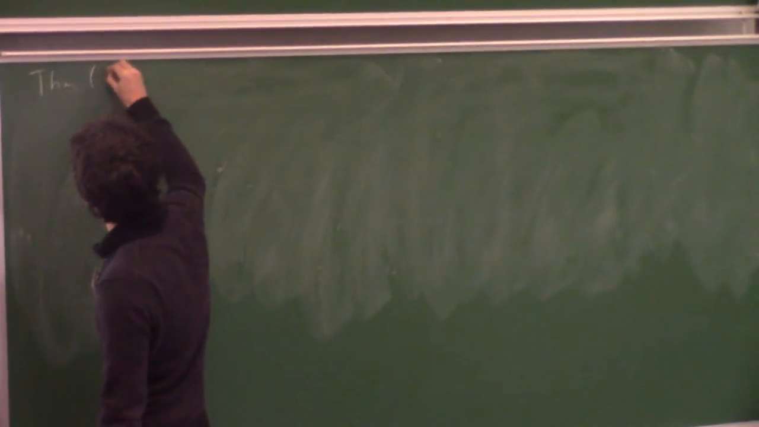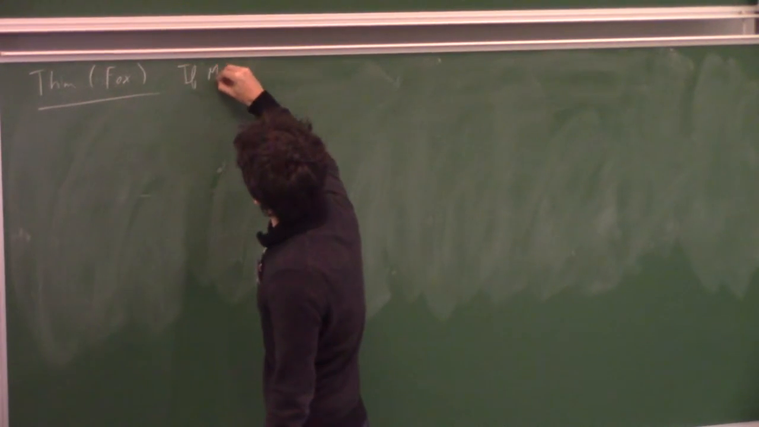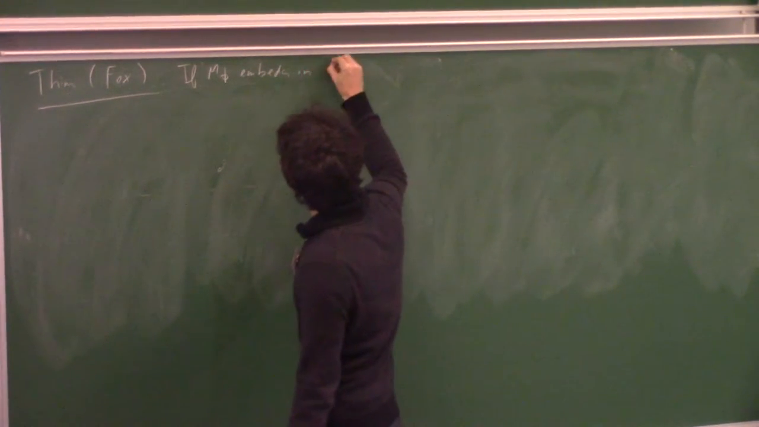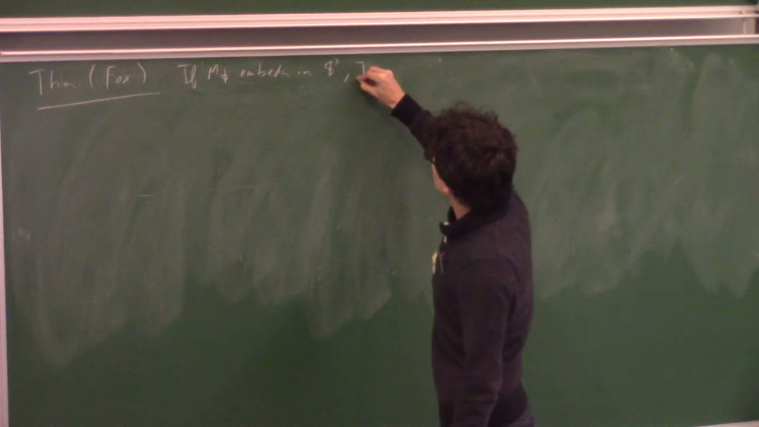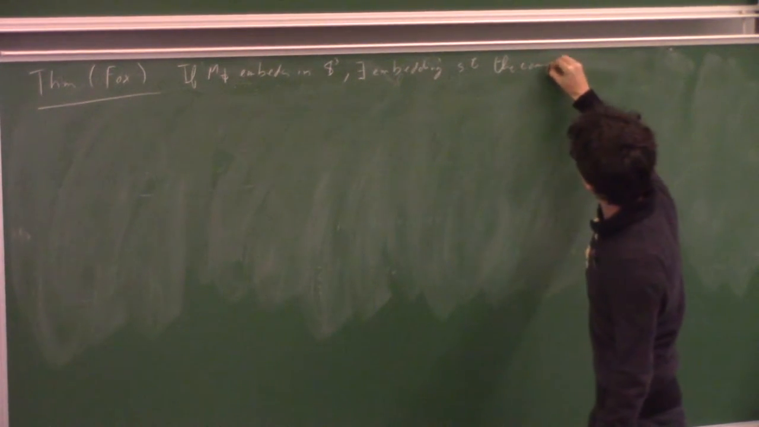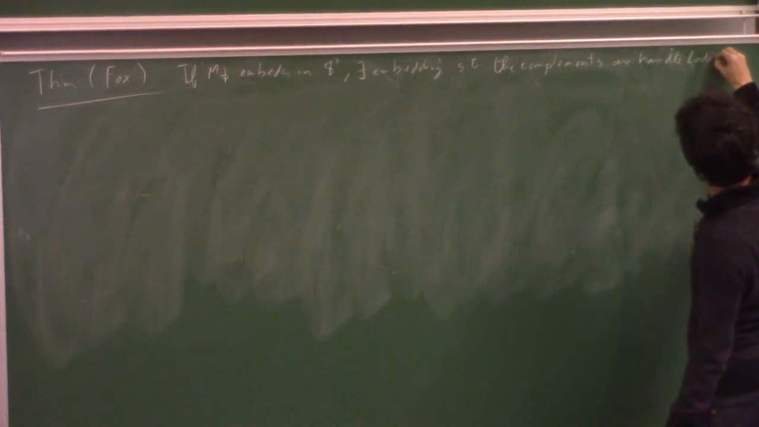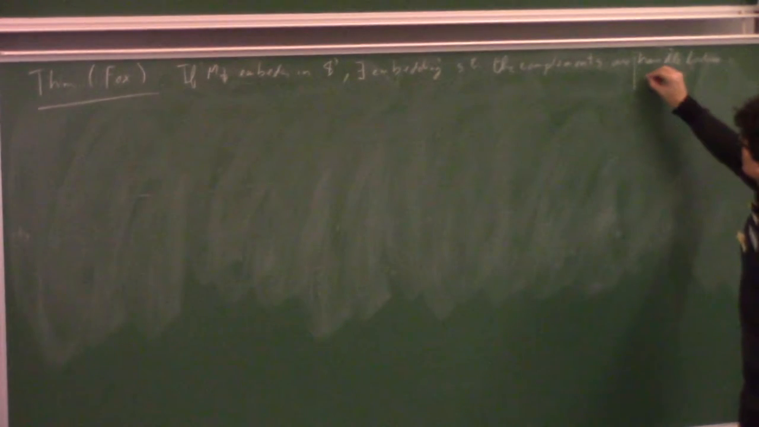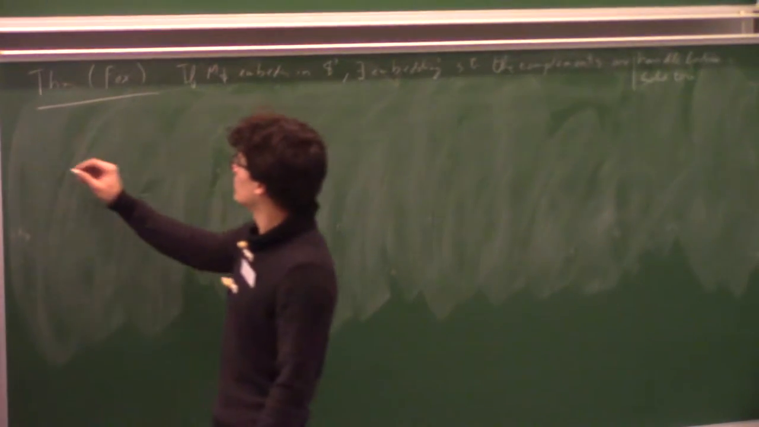To help us in that task, we start by using the Fox embedding theorem, which says that if, in our case, this M5 embeds in S3 — I should say I switch between R3 and S3 because they're the same in this setting — then there exists an embedding such that the complements are handlebodies. And since we have bounded it, these are actually solid tori. This means that there exists an embedding that is exactly obtained by doing some Dehn fillings on the boundary. So that's good for us.